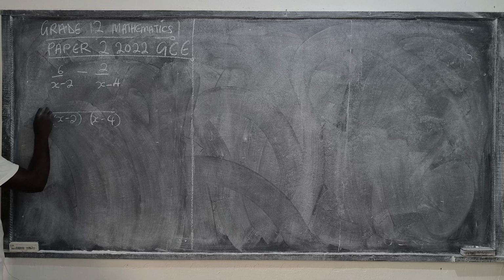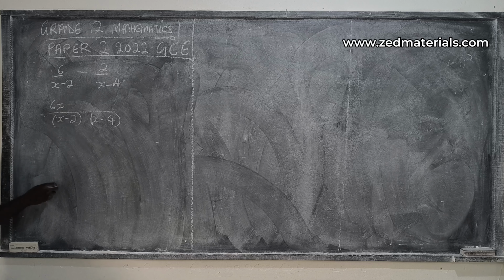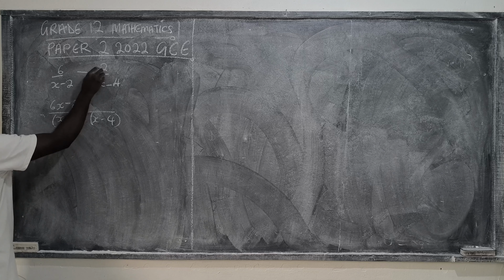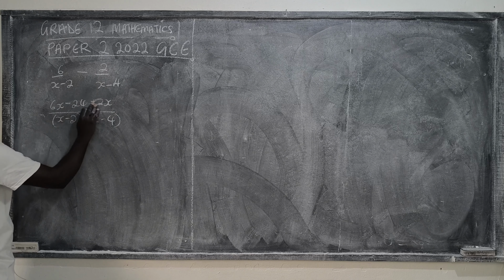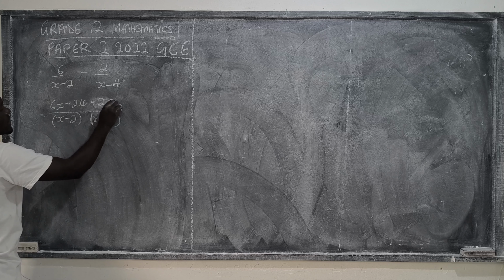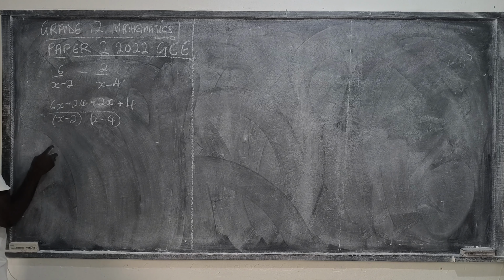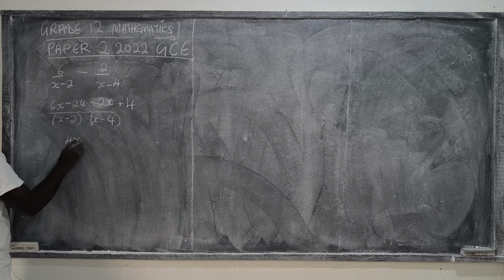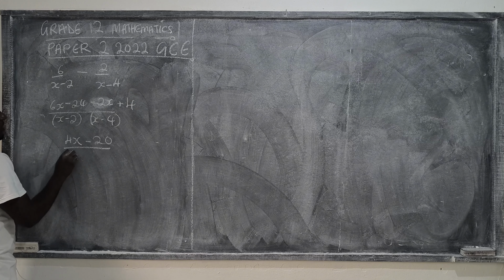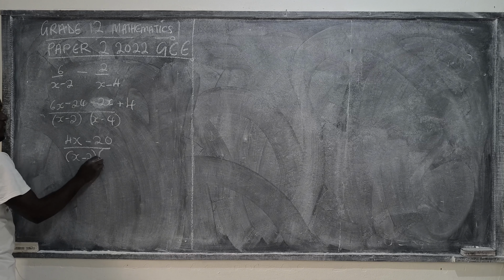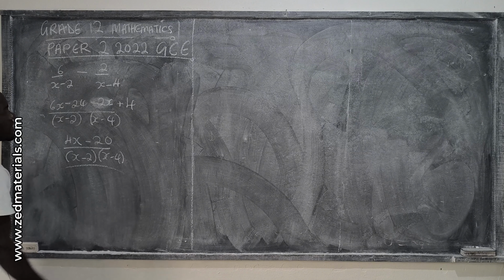Okay, and then from there you say 6 multiplied by x, that is 6x. 6 multiplied by negative 4 is negative 24. Then 2 multiplied by x, that is positive 2x. Negative 2 multiplied by x is negative 2x. Negative 2 multiplied by negative 2 is positive 4. Then from there, 6x minus 2x is 4x. And then negative 24 plus 4 will be negative 20 over open bracket x minus 2 close, open bracket x minus 4 close. Okay, this is your answer. You have your 3 marks.